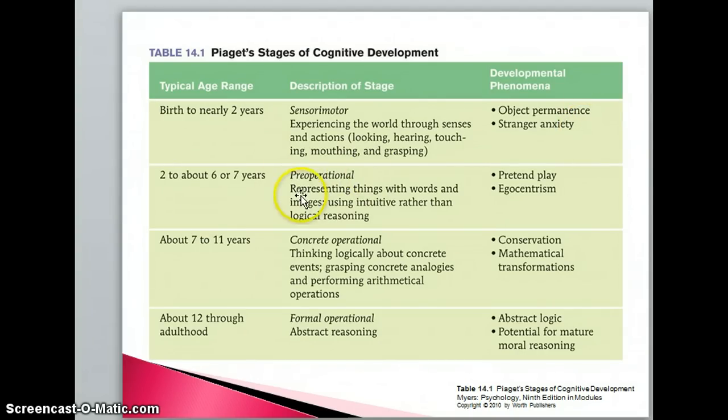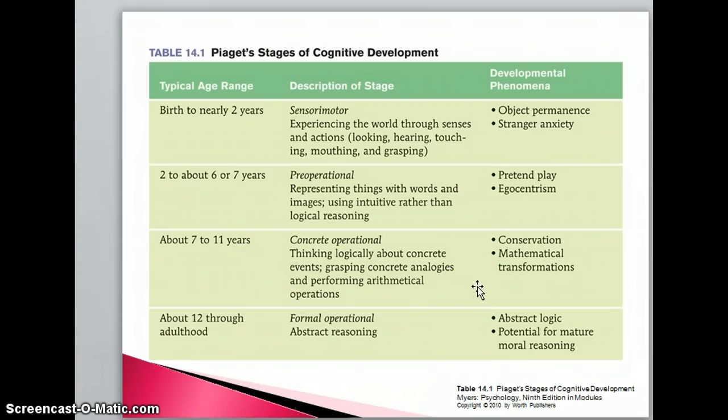The second stage is known as pre-operational, the preschool years of 2 to about 6 or 7. Two of the developmental events that characterize this pre-operational child are pretend play and a concept known as egocentrism.